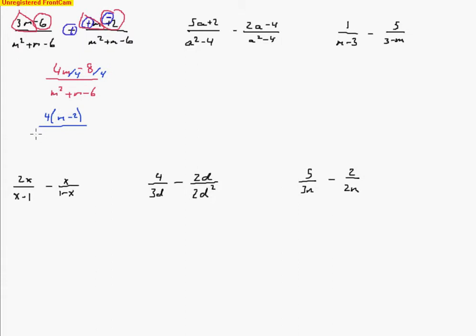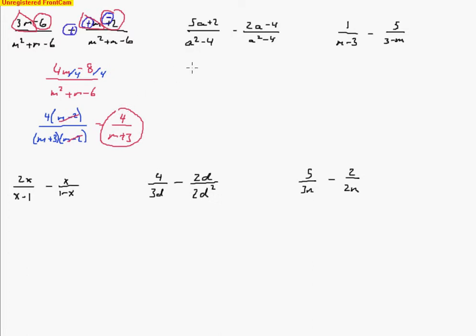Down below, no common factors, but it is a quadratic where it has the x squared term, or in this case m squared. It could factor as two binomials, and it does. M plus 3 and m minus 2 multiply to make negative 6 and add to make the positive 1. From this point we could take out those m minus 2's, and we're left with our answer of 4 over m plus 3. There is our answer.